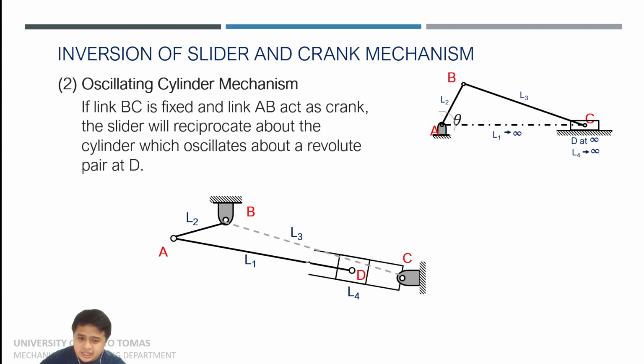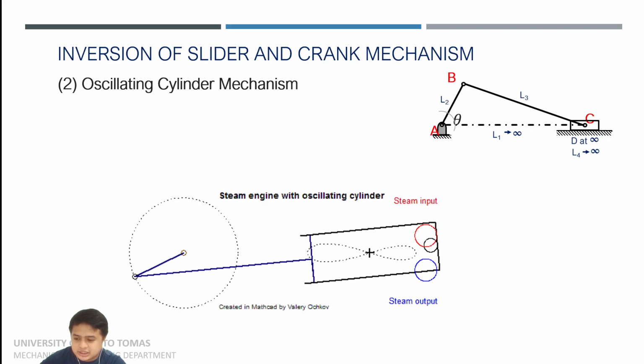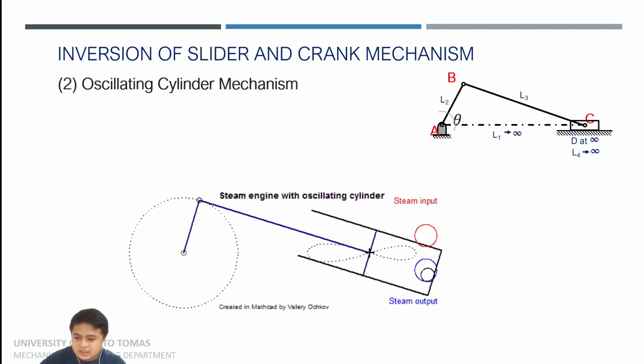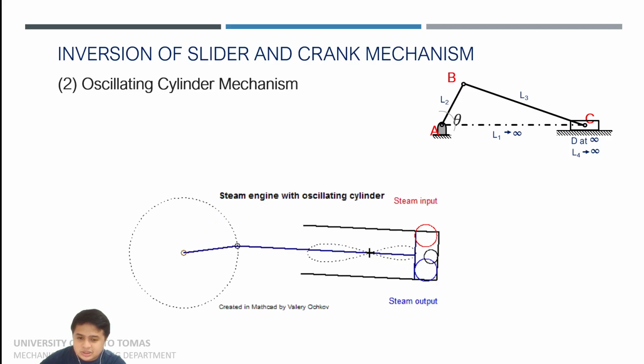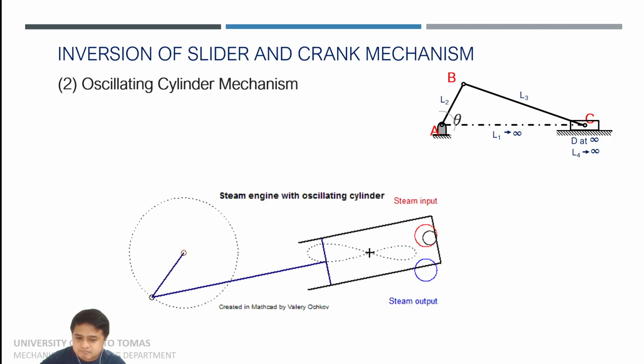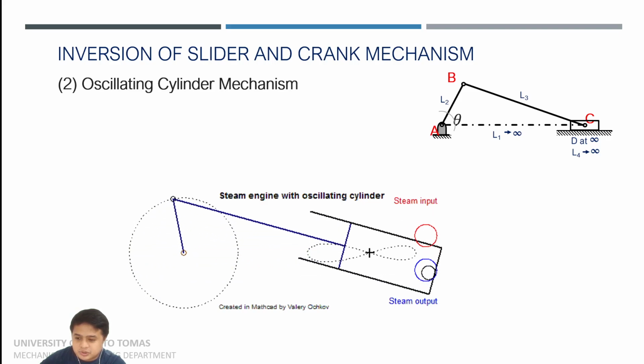So if you fix this link L3 based on this slider crank mechanism, then we can slide L1 and L4, the link 4. And what happens here is this motion can happen. So you can rotate AB, okay? L3 is fixed, L1 can reciprocate. As you can see, this is an example of the steam engine.